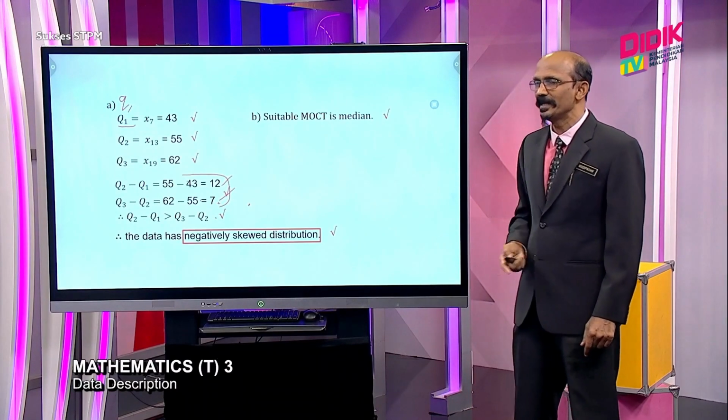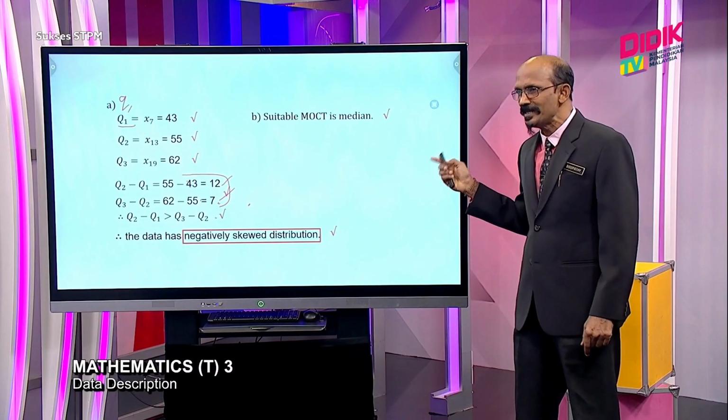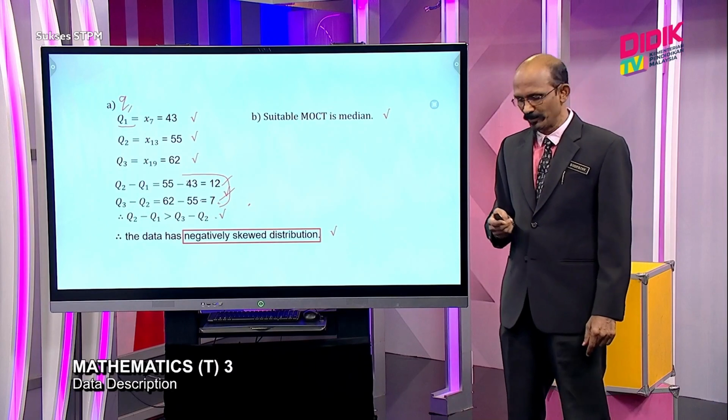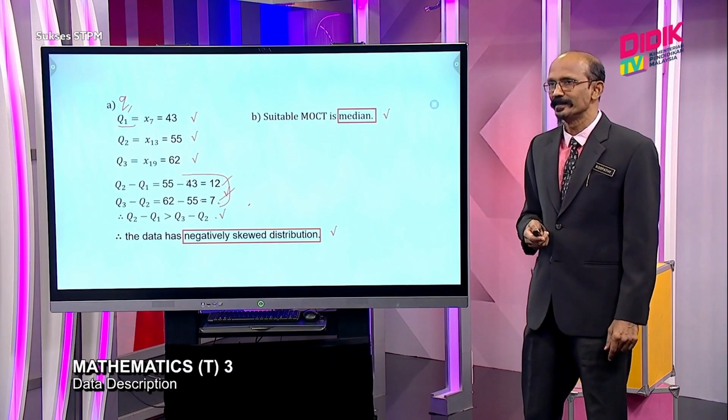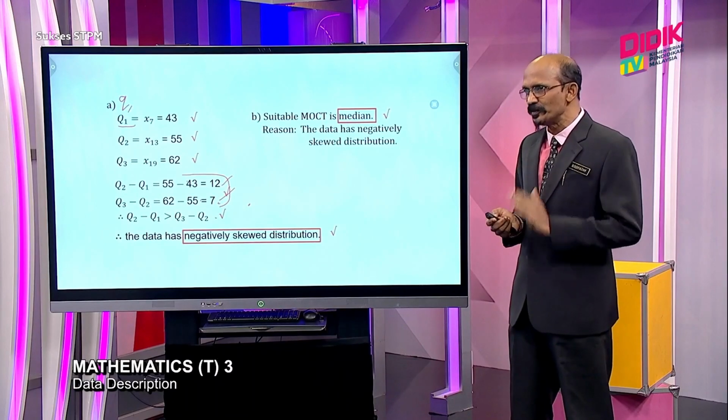Maybe some students will write mode, which is acceptable, but median is much better. Then we continue. They ask you to give a reason. So the reason here is very clear. You can write the data as negatively skewed distribution.